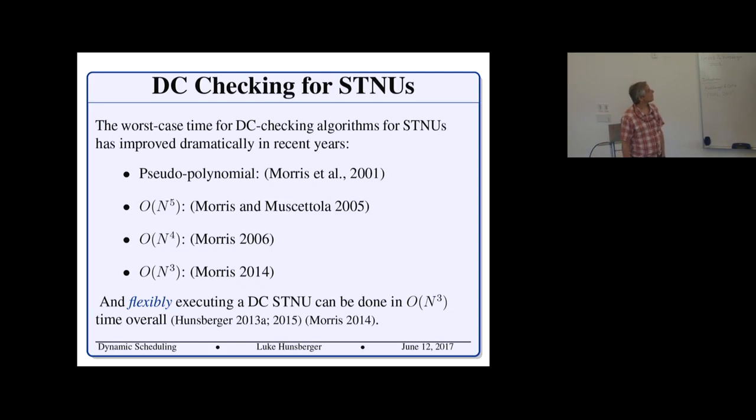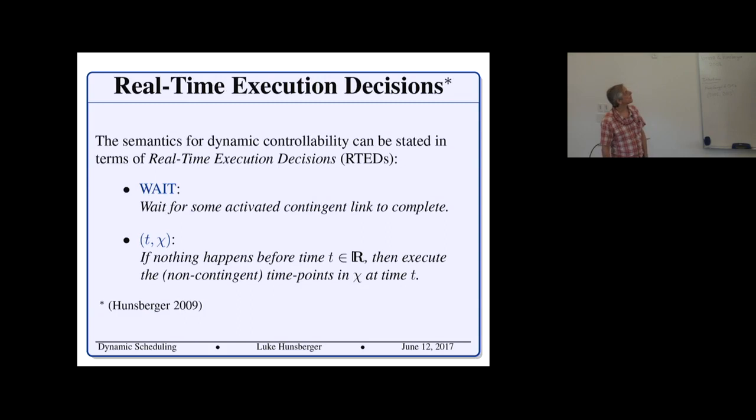So, order n cubed, that's the same complexity as for STNs, which is a surprising result given that you have these contingent links with uncertainty. And not only that, we can flexibly execute a simple temporal network, one that's dynamically controllable, in order n cubed time overall. We'll have more to say about that.